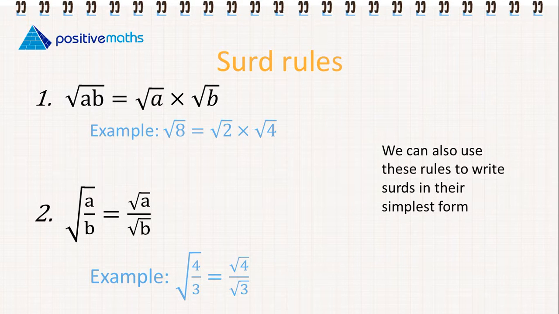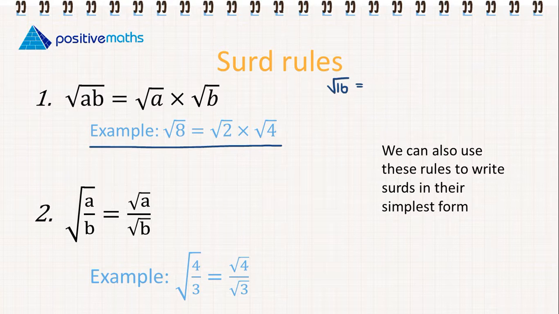if we have a product, so the square root of AB, we can break this up into its factors. So the square root of A multiplied by the square root of B. So our example is the square root of 8. We can break this up into the square root of 2 multiplied by the square root of 4.